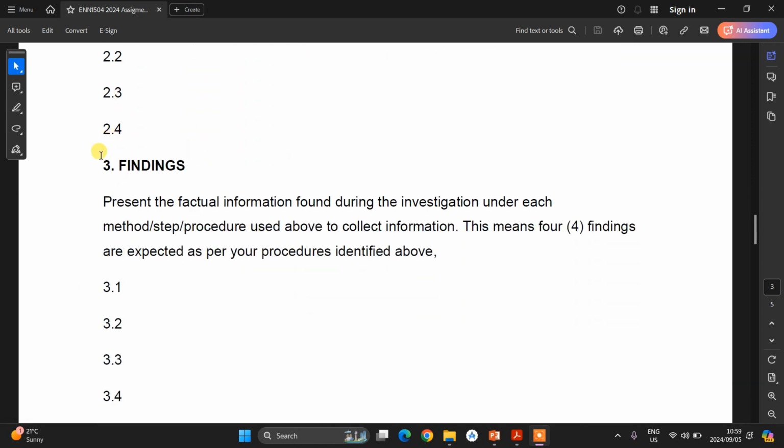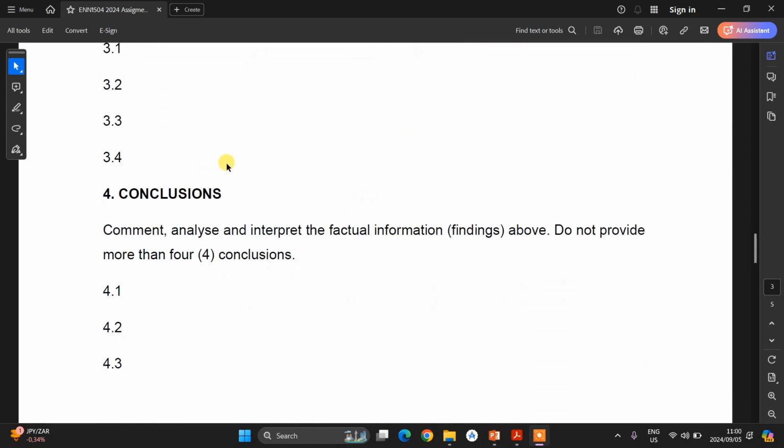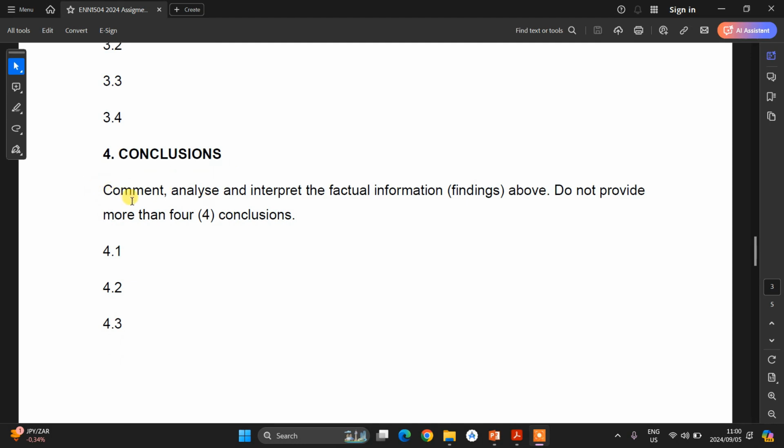Okay, next you'll have your findings. Under findings, they say present factual information found during the investigation under each method used above to collect information. This means 4 findings are expected as per your procedures identified above. Okay, then you'll have your conclusions. Here you are supposed to comment, analyze, and interpret the factual information or findings above. Do not provide more than 4 conclusions.